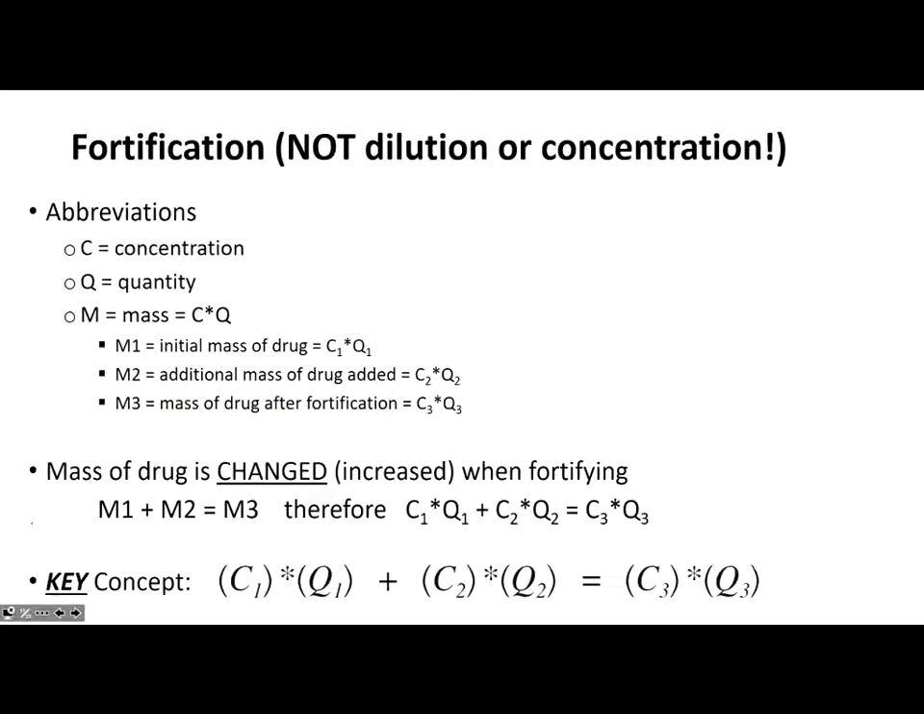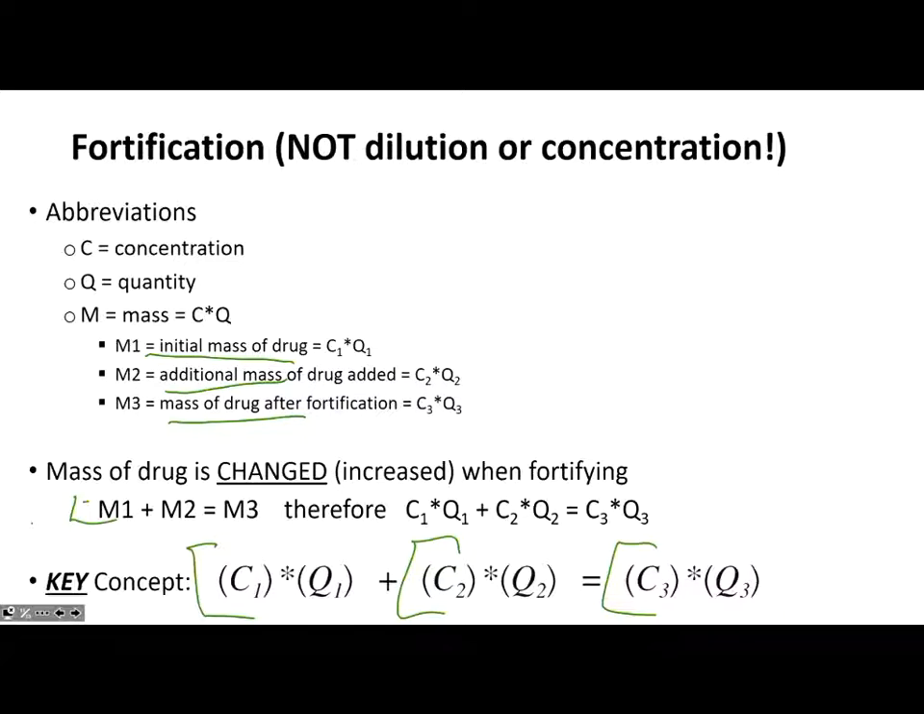So what we're doing with fortification is we start with an initial mass of the drug. We add mass to it, and we get a final combination of the mass. Meaning that mass 1 plus mass 2 is going to equal mass 3. So we start with something, we add something that has drug with it, so that the mass increases, and we can determine what the final total mass is going to be after we've combined those. All I really want to make sure you understand is that the formula for mass doesn't change. So C1 times Q1 plus C2 times Q2 is going to equal C3 times Q3.